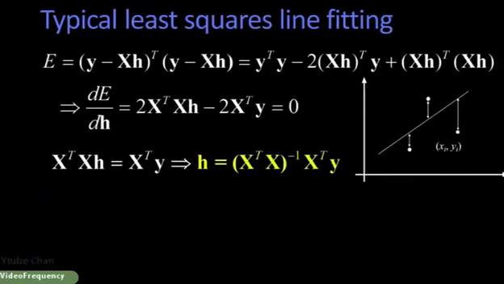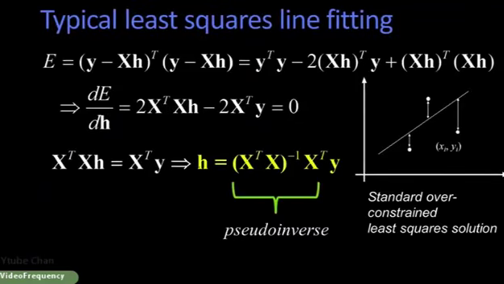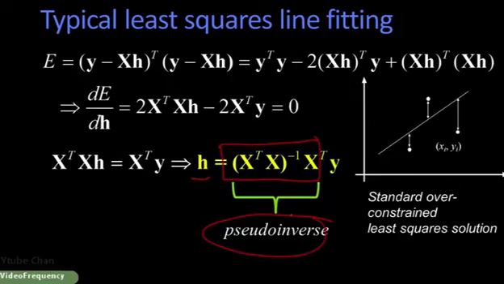Transform that, get to this very simple picture, and what you have is h is equal to this quantity times y, and that's the pseudo-inverse. So I hope you remember that from your linear algebra. Basically, this is just the standard over-constrained least squares solution. So the model fitting has something to do with minimizing squared error, and when you work that all out, you get to the pseudo-inverse least squares solution.